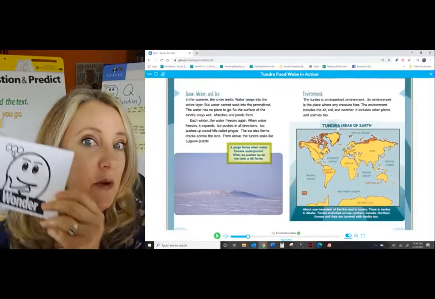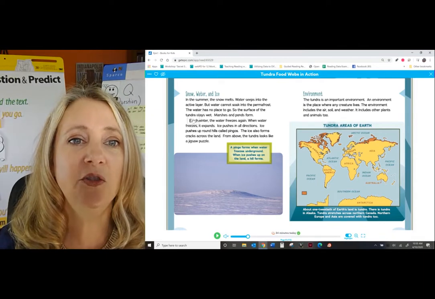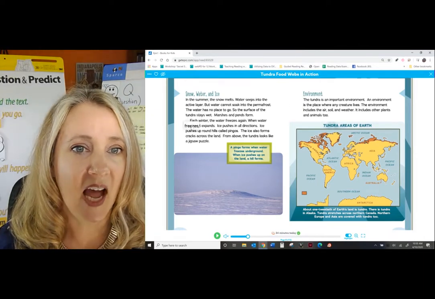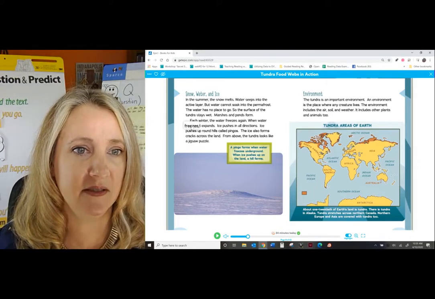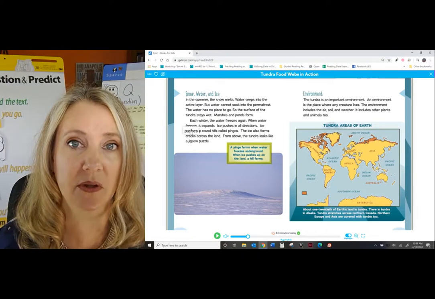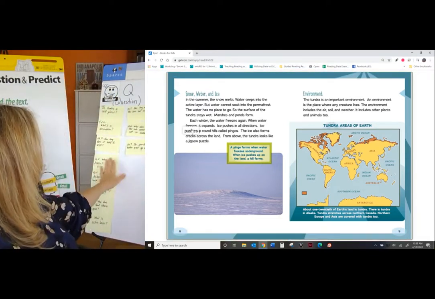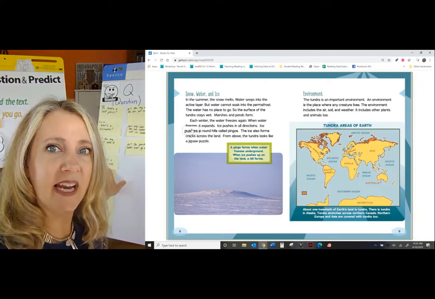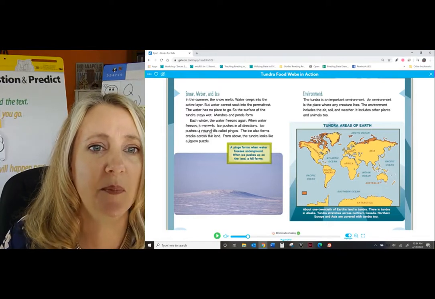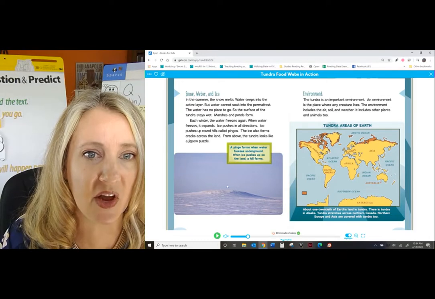We've got some more. Let's see if we have any wonderings or if we have any answers to our questions. Each winter, the water freezes again. When water freezes, it expands. Ice pushes in all directions. Ice pushes up round hills called pingos. Pingos. We had a question about pingos. What's a pingo? Is it a little hill? Let's see. Ice pushes up round hills called pingos. Yeah, just like what we saw in the picture.